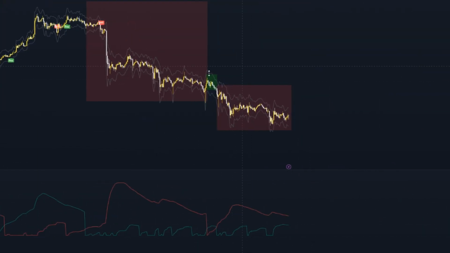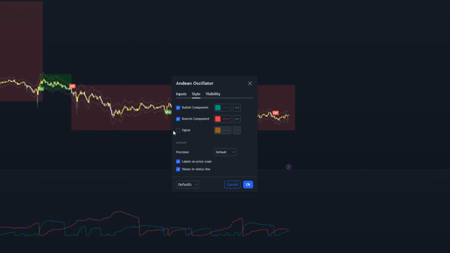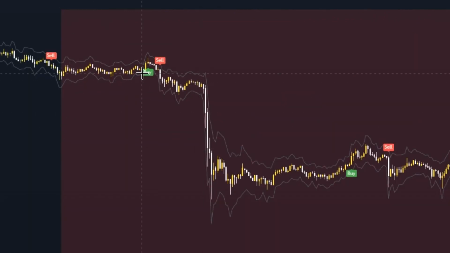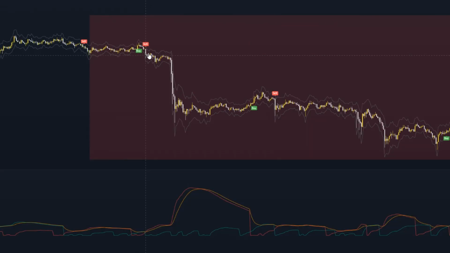From this point you can then go back onto the 5-minute time frame, double click on the oscillator and add the signal back, and now you're ready to trade. This first red box that we drew, it has a buy signal which you can clearly see is not valid at all, as price rejects straight away, and then we have this first sell signal right here, so let's zoom in on this.